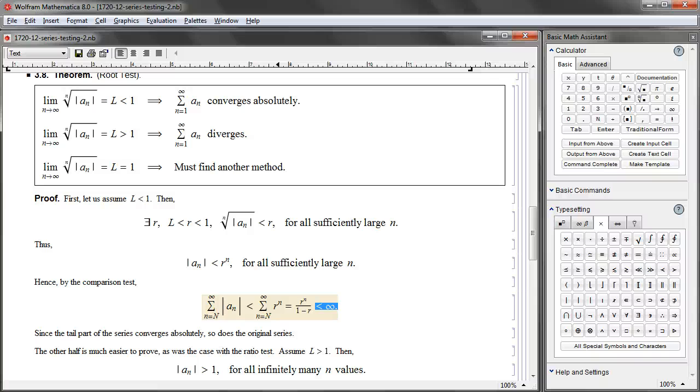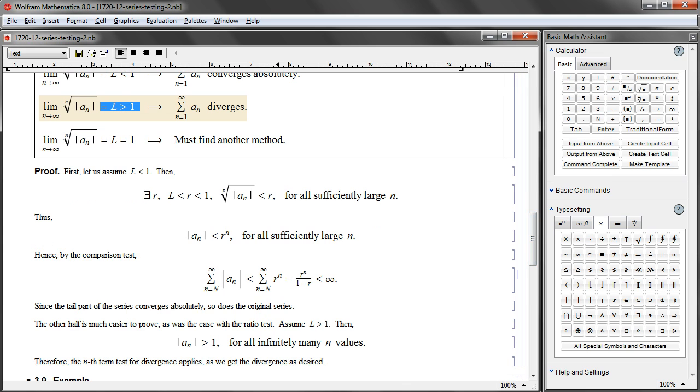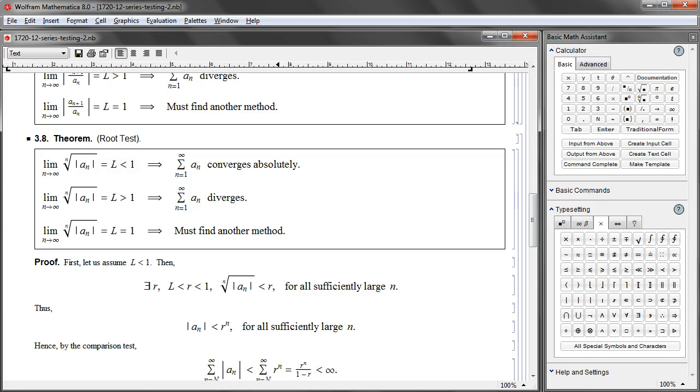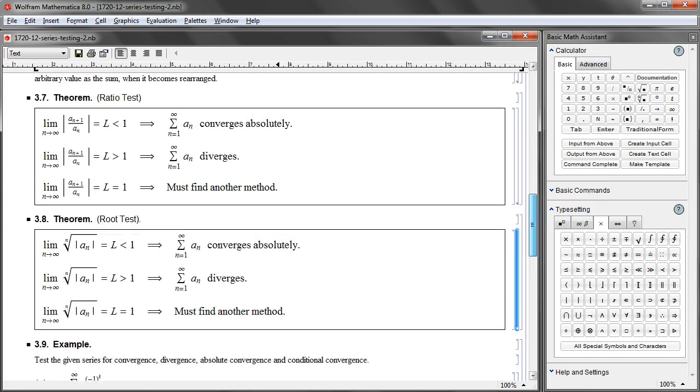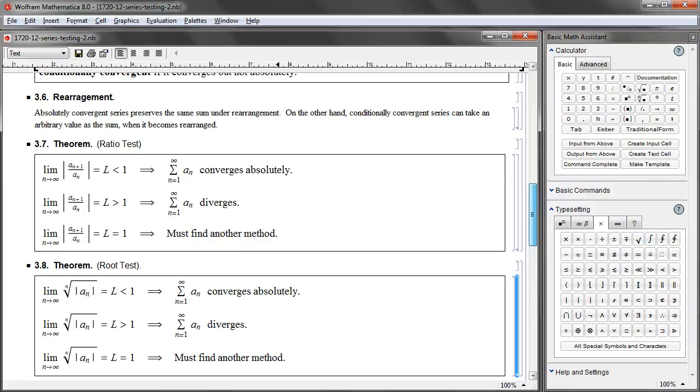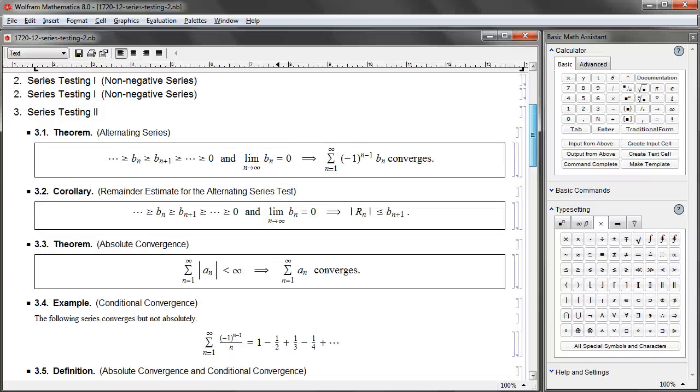Now, what if this limit is greater than 1? Then what? Well, L is greater than 1, so the nth root of |a_n| is greater than 1. For L strictly greater than 1, then |a_n| is greater than 1 for infinitely many n values, as a matter of fact. So a_n does not go down to 0. So the nth term test for divergence applies again. So we have divergence. Well, there goes the proof for the root test, ratio test, and all these.